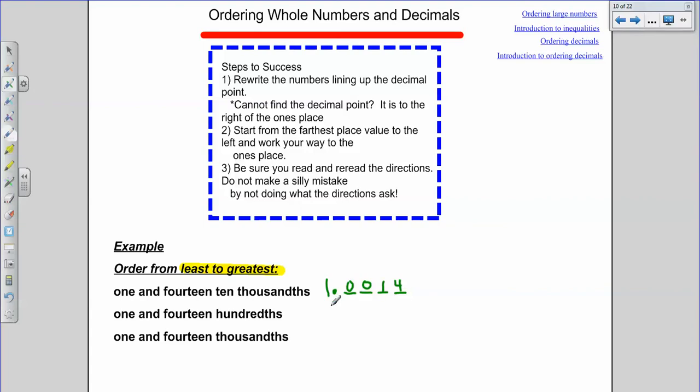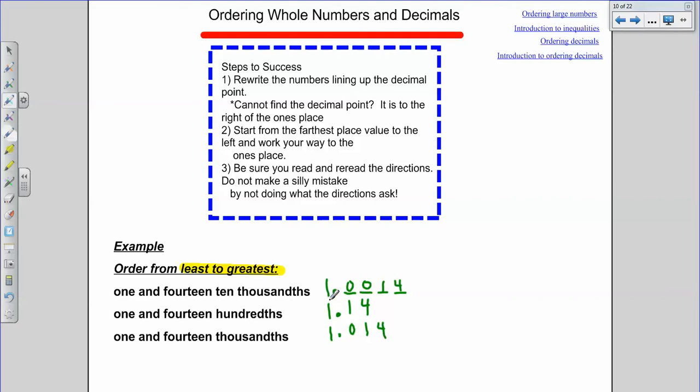1 and 14 hundredths. And then 1 and 14 thousandths. So notice what I've done here is I've lined up already. I've done the first thing, rewrite the numbers by lining up the decimal point. So my decimal points are lined up.